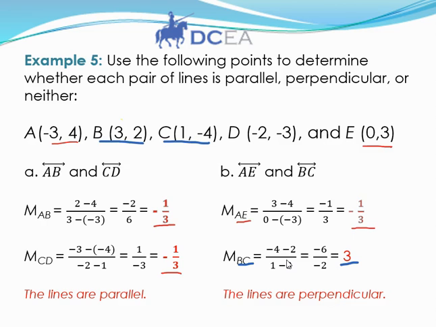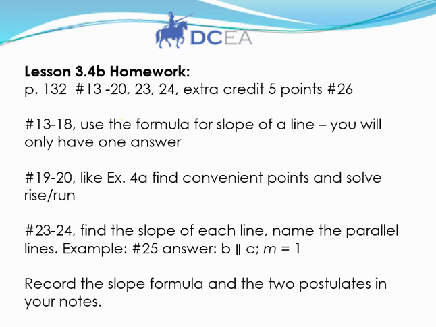Now 3 times -1/3 equals -1. So 3 times -1/3 equals -1. That means that the lines are perpendicular.